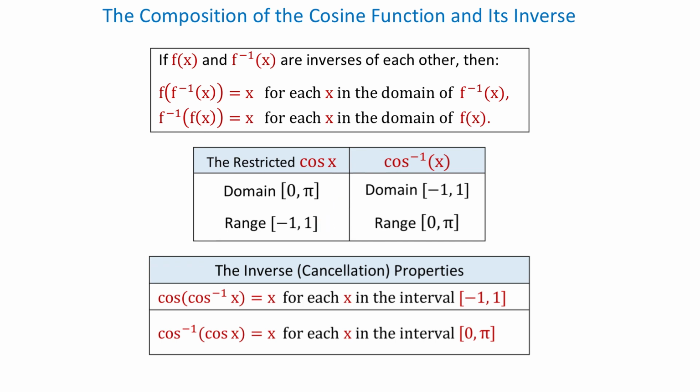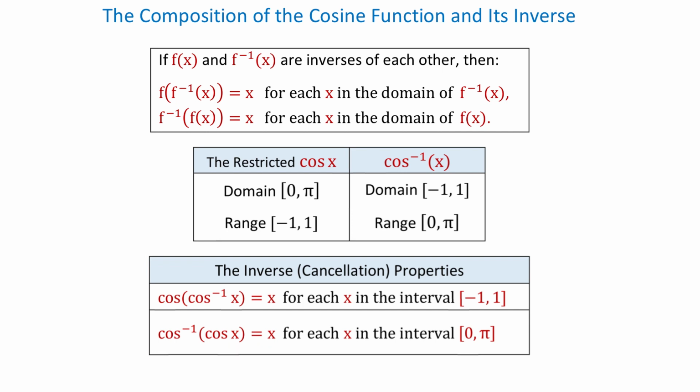Now let's talk about the inverse or the cancellation properties. The first one is the composition of cosine and inverse cosine of x equals x for each x in the interval from -1 to +1. So this expression will be equal to x when x is a number from -1 to +1. The second property is the composition of inverse cosine and cosine of x equals x for each x in the interval from 0 to pi. In other words, this expression will be equal to x when x is a number from 0 to pi.